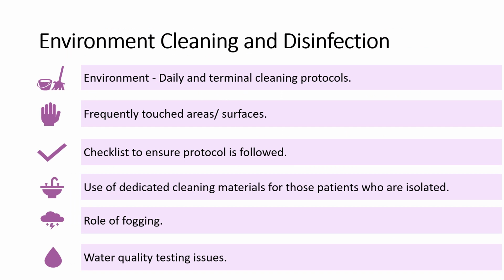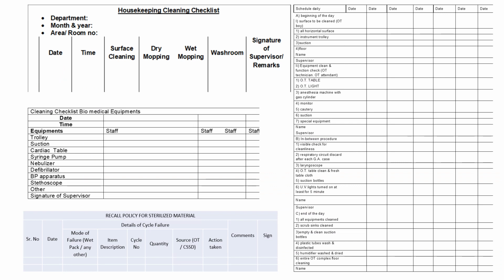Then coming to environmental cleaning and disinfection. Daily and terminal cleaning protocols should be in place. Frequently touched surface areas should be cleaned and disinfected. There should be a checklist to ensure the protocol is followed. Use of dedicated cleaning materials for isolation areas needs to be in place. The role of fogging is important. Fogging should be done with a high to medium level disinfectant as per the areas. A cleaning checklist will be in place to monitor the cleaning of the various high touch surfaces and other surfaces of the patient clinic.